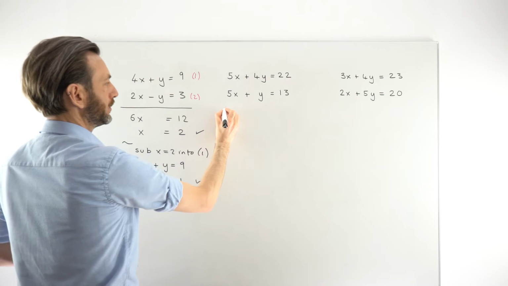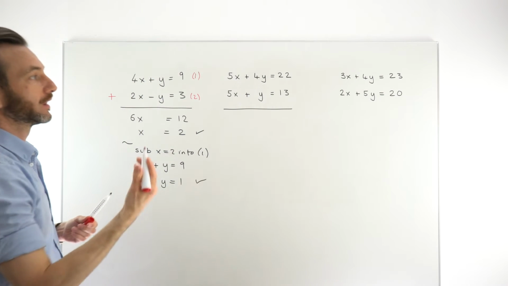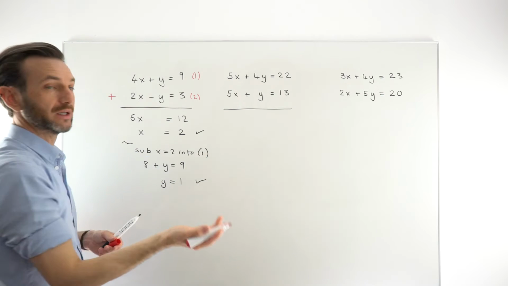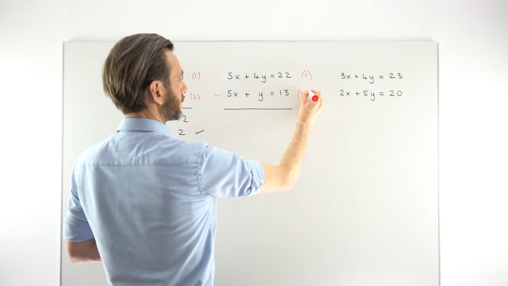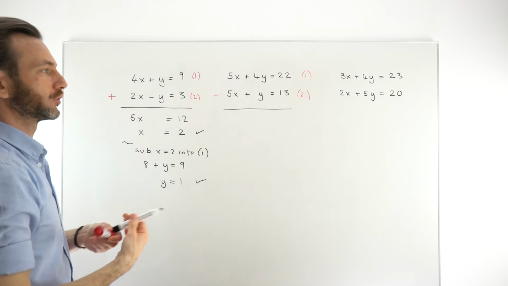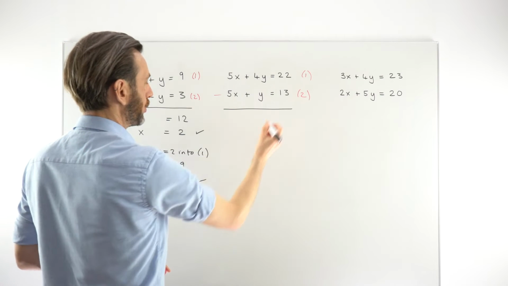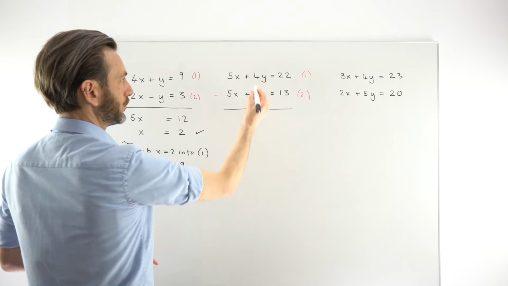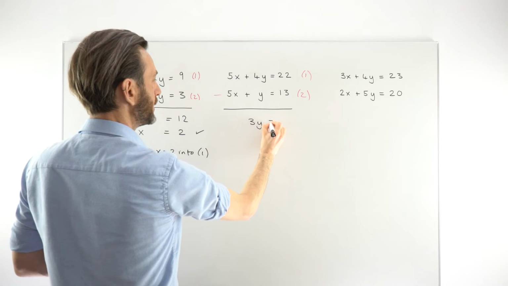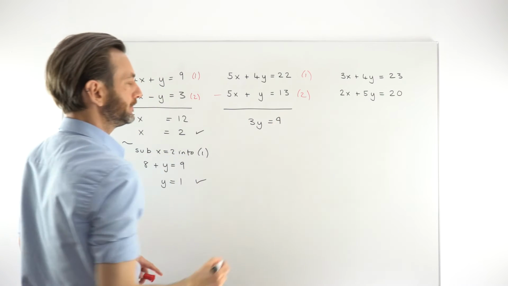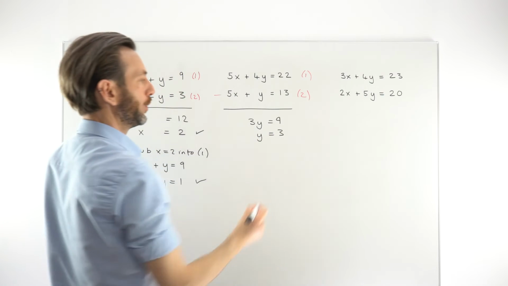Let's have a look at the second one. We can see in this example, it's the x's that are matched up. And we can see that to eliminate those, because they're both positive, we would need to subtract. So we're going to subtract our 2 equations this time. It's quite good practice to label your equations 1 and 2. You don't have to do that, but it helps keep track of where you are. So subtracting this time in the columns, 5x minus 5x is 0, 4y minus y is 3y, 22 minus 13 is 9, and then we've just got a linear equation to solve. Divide both sides by 3, and we get y equals 3.